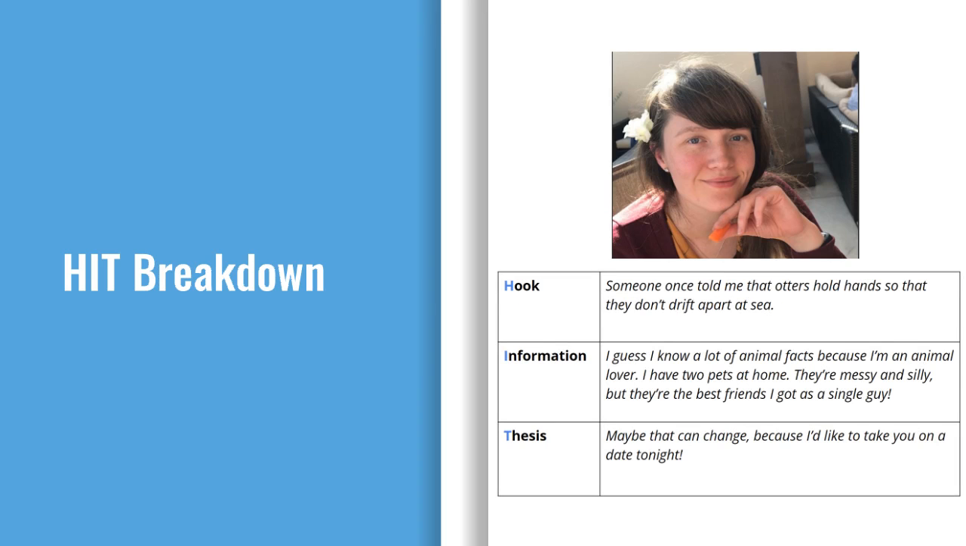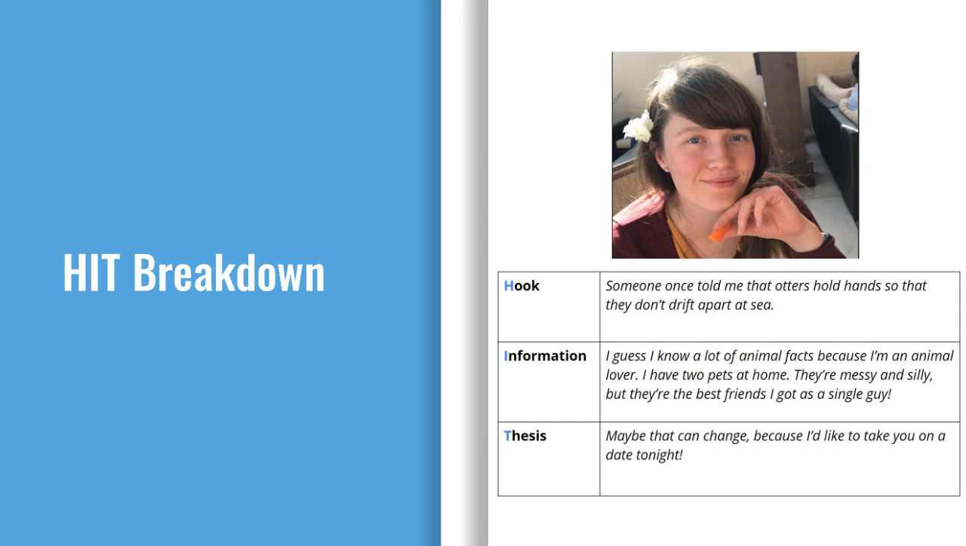So to break the ice and get her attention, I might come up to her and say, "Someone once told me that otters hold hands so that they don't drift apart at sea." And so now she's wondering, who is this guy? So I gotta give her some information and let her know what she's getting herself into. So I'll say, "I guess I know a lot of animal facts because I'm an animal lover. I have 2 pets at home, and they're messy and silly, but they're the best friends I got as a single guy." She's probably wondering, where's this conversation going now?